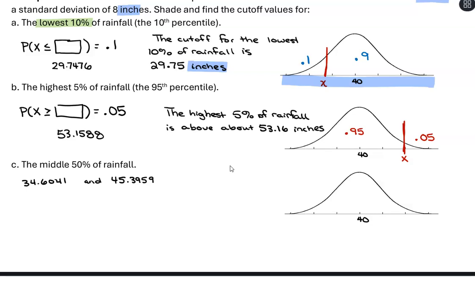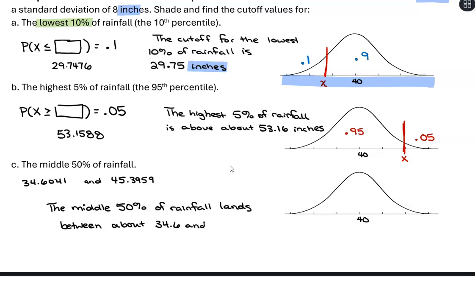So we could say the middle 50% of rainfall lands between about 34.6 and 45.4 inches.